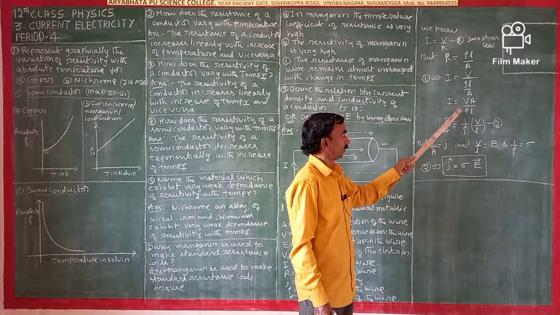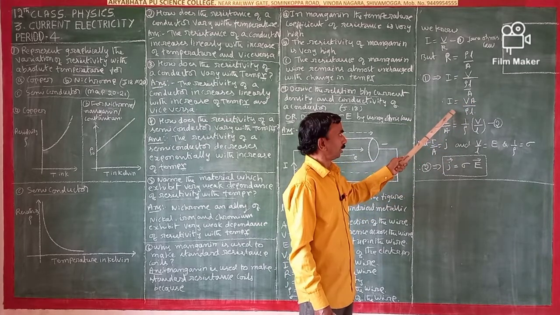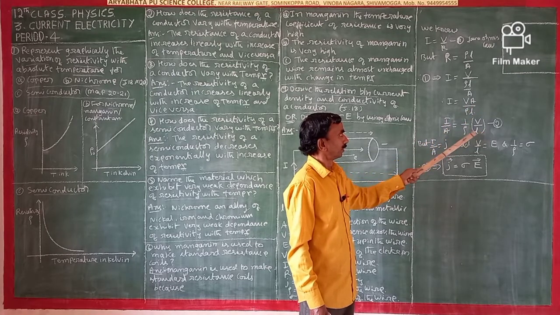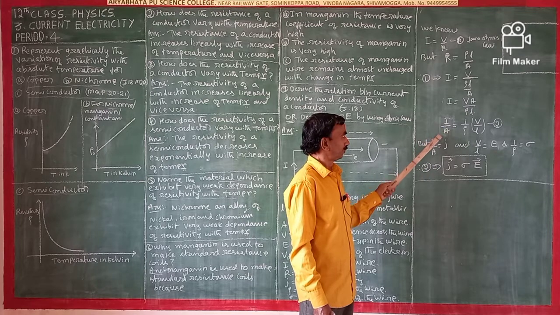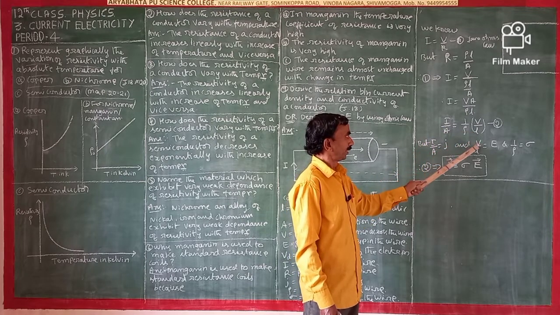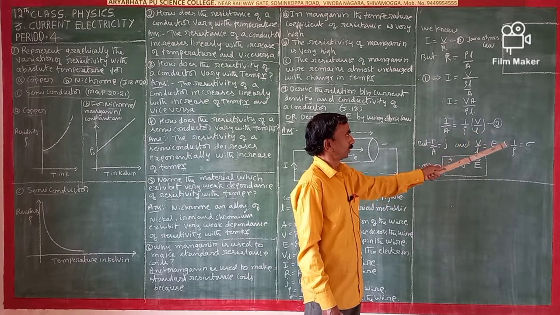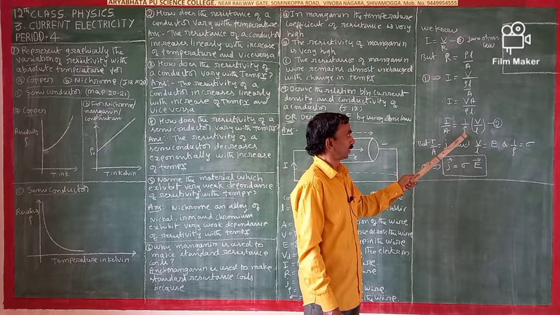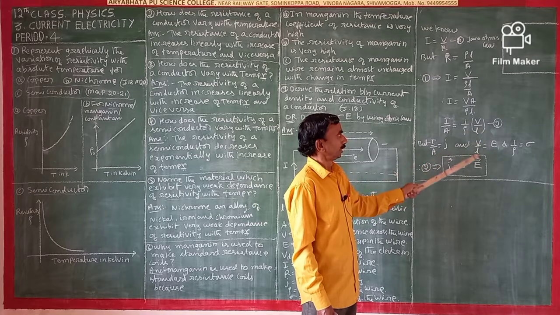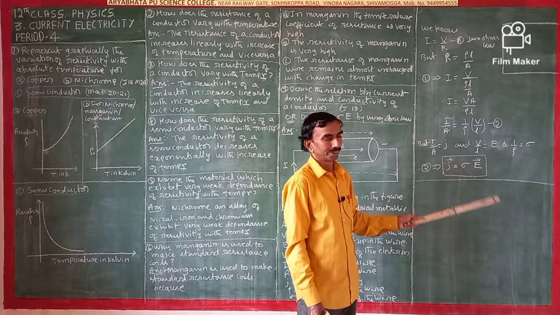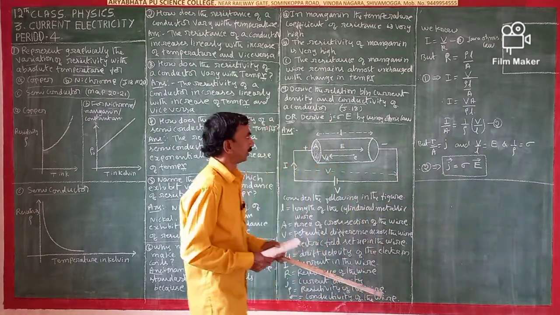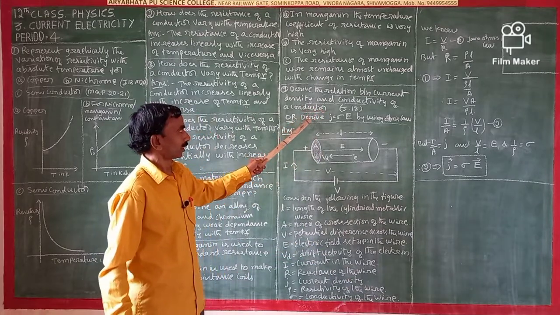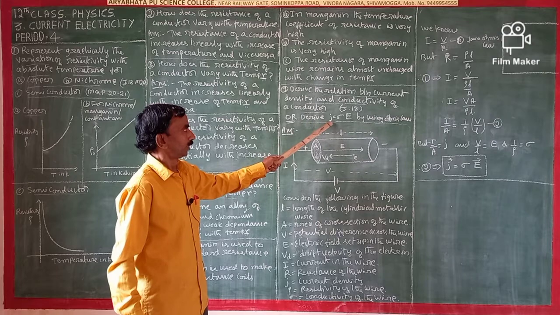So I by A, bring this A to this side. I by A is equal to 1 by rho into V by L. But I by A is equal to J, V by L is equal to E, and 1 by rho is equal to sigma. So J is equal to sigma E. This is an expression for current density and conductivity of the conductor, or derive J is equal to sigma E by using Ohm's law.